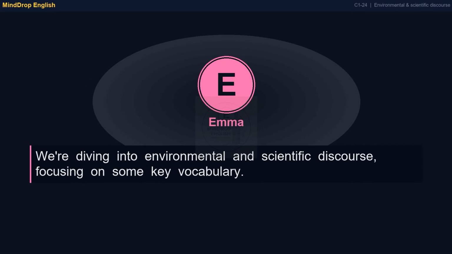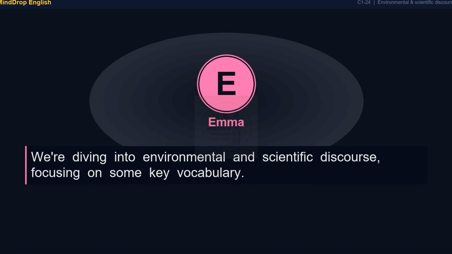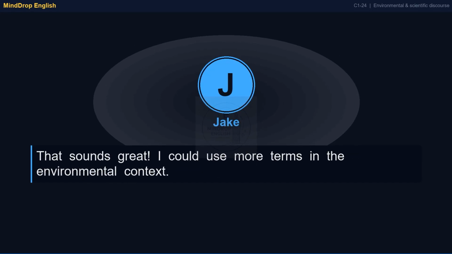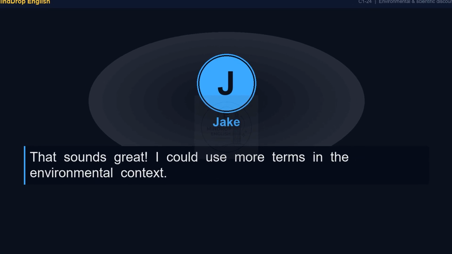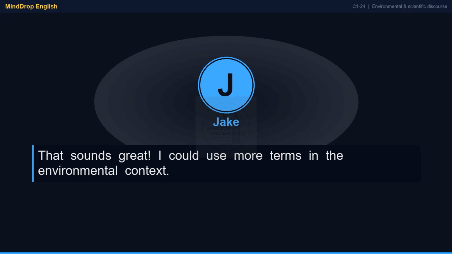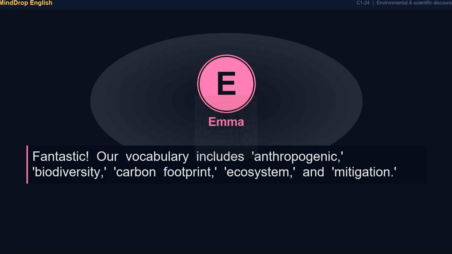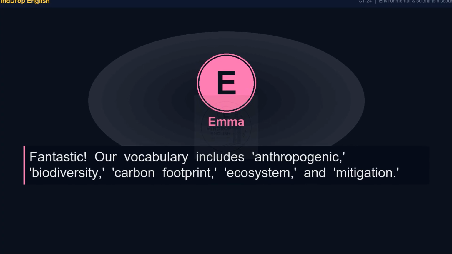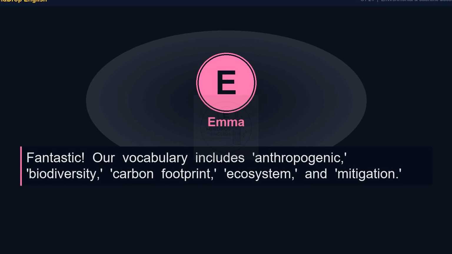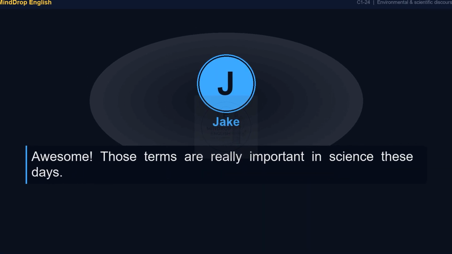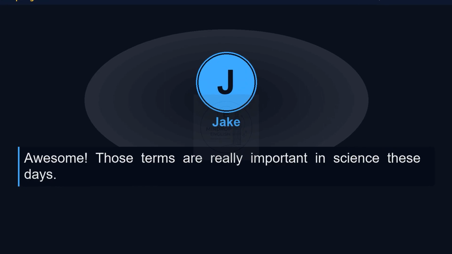We're diving into environmental and scientific discourse, focusing on some key vocabulary. That sounds great. I could use more terms in the environmental context. Fantastic. Our vocabulary includes anthropogenic, biodiversity, carbon footprint, ecosystem, and mitigation. Awesome. Those terms are really important in science these days.